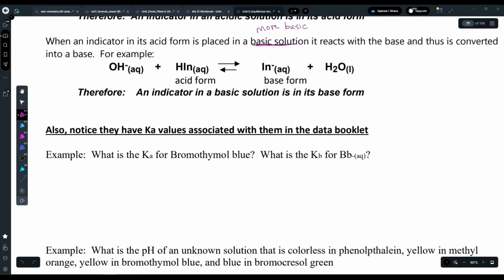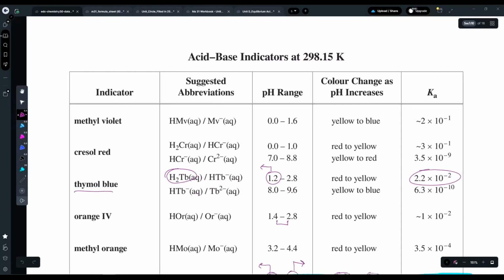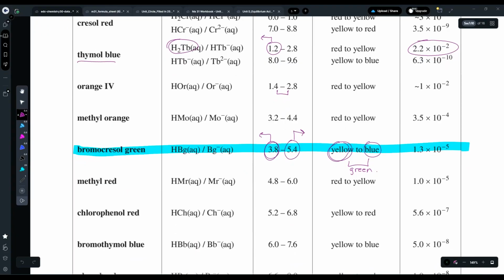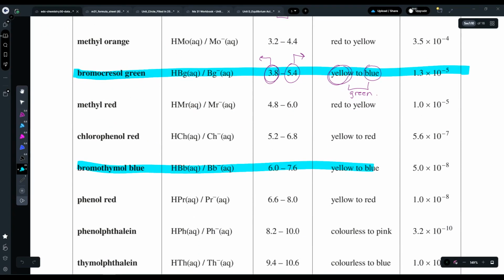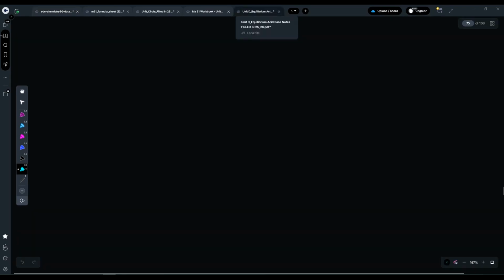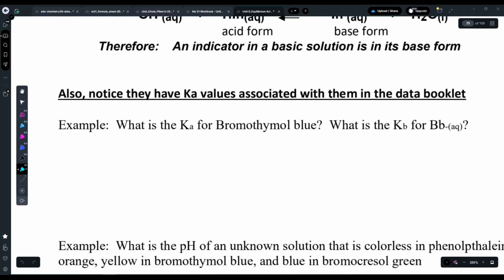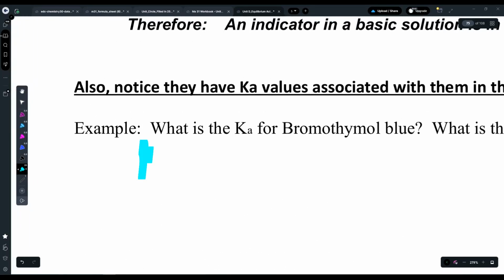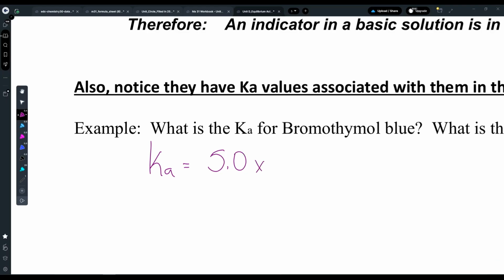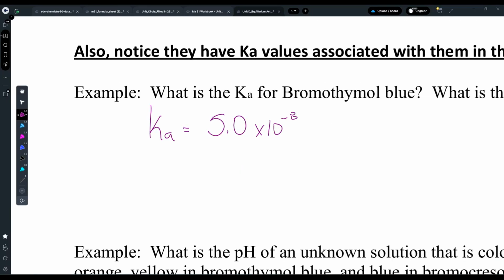So, for example, what is the Ka for bromothymol blue, and what is the Kb for the basic form of that same indicator? Let's look that up here. Bromothymol blue is right here. So the Ka for it is 5.0 times 10 to the negative 8. All right, so now that we have Ka, we can calculate Kb.